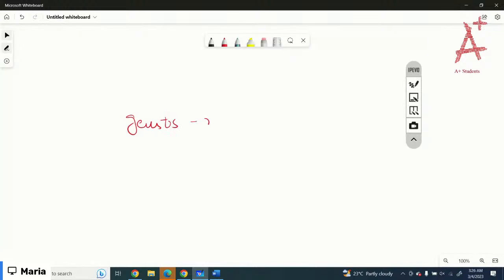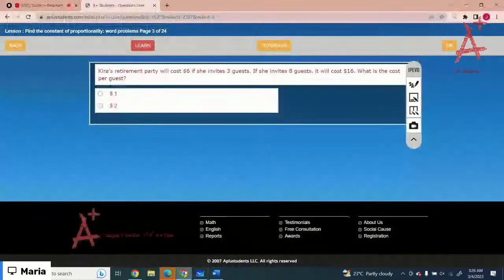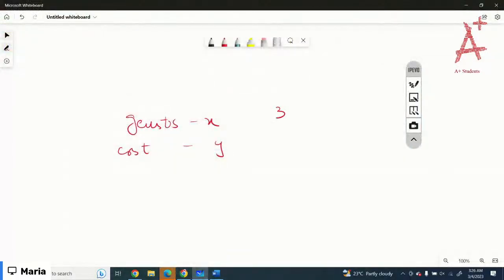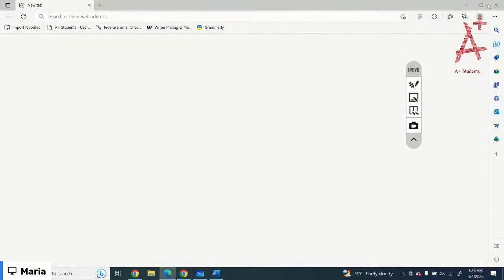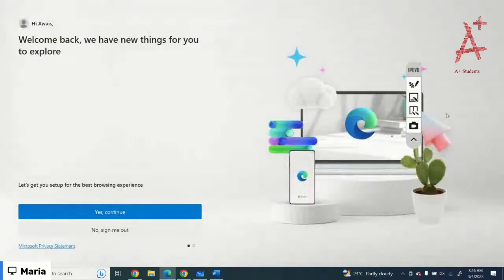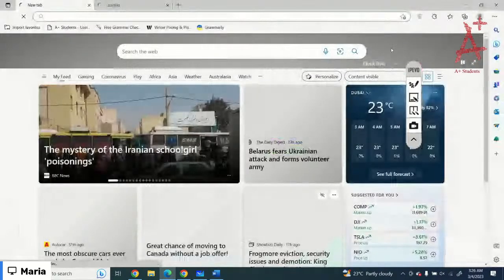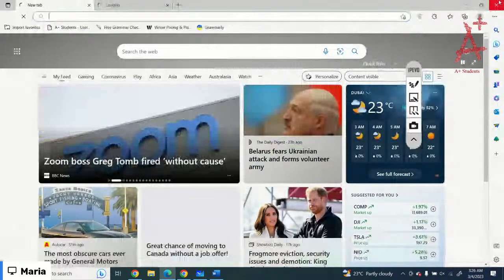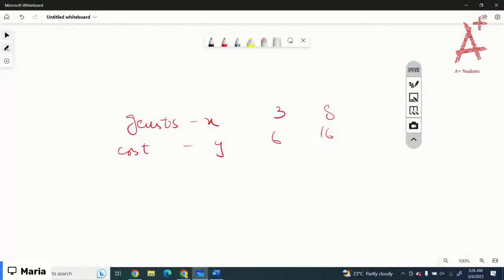Guests is X and cost is Y. So three guests and $6 cost. Eight guests and $16 cost. Got it? So you need to calculate the constant of variation. Got it?